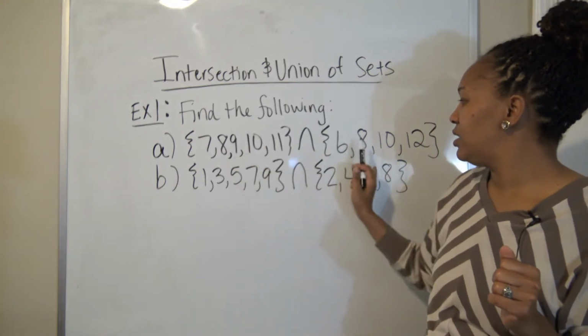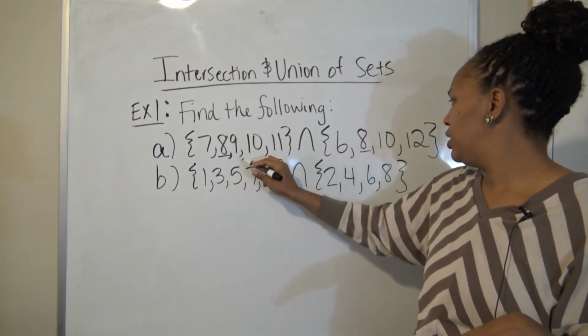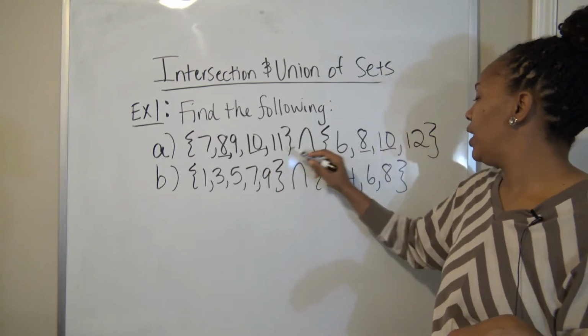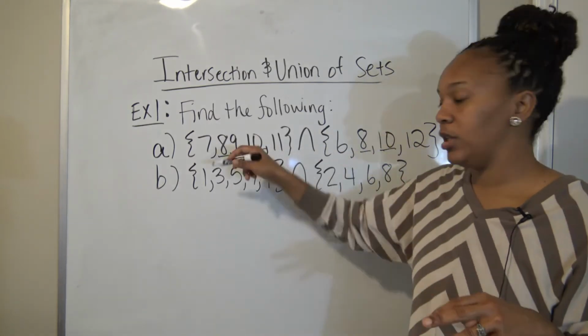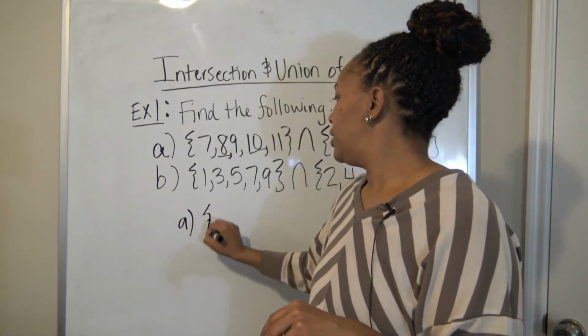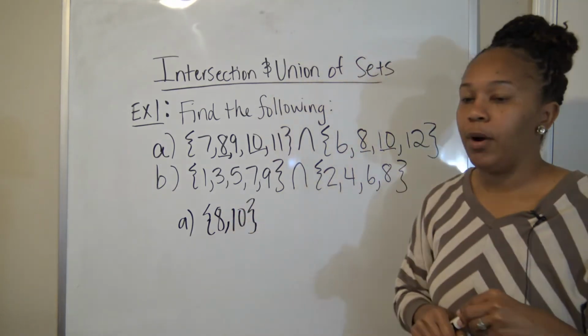And so 7 isn't in this set. 8 is in both of those sets. This one has 6, but this one doesn't. 9 isn't in this set. 10, they both have 10. This one has 11, but this one doesn't. This one has 12, but this one doesn't. So the intersection for part A would be the set with 8 and 10 in it. That would be the intersection for part A.